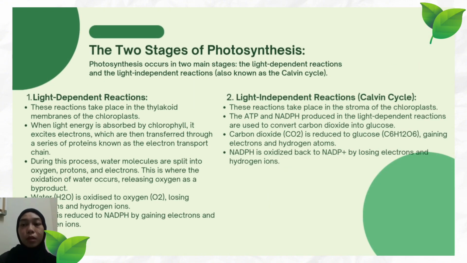The two stages of photosynthesis. Photosynthesis occurs in two main stages, the light-dependent reactions and the light-independent reactions, also known as the Calvin cycle. First, light-dependent reactions. These reactions take place in the thylakoid membranes of the chloroplast. When light energy is absorbed by the chlorophyll, it excites electrons, which are then transferred through a series of proteins known as the electron transport chain.